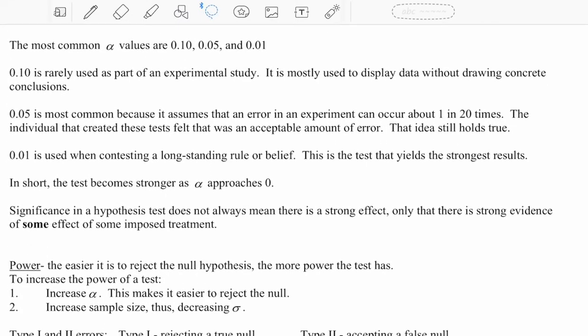This is a very important statement: significance in a hypothesis test does not always mean that there's a strong effect, just strong evidence of some effect. So if we have a null and alternative hypothesis, let's say, for example, H0 is that the population proportion is equal to 0.5, and HA is that the population proportion is greater than 0.5.